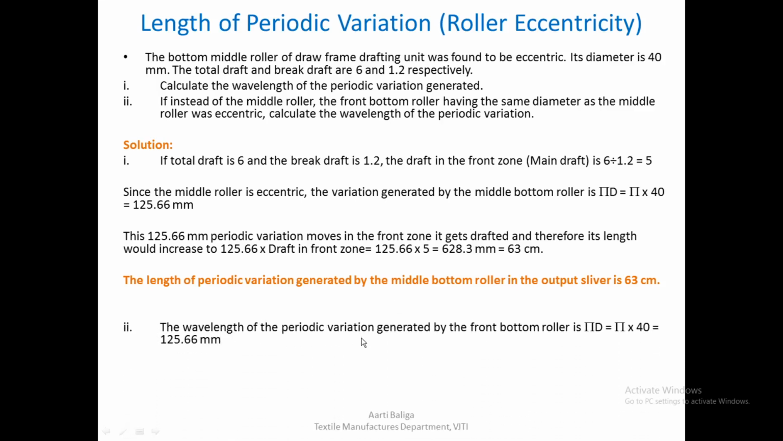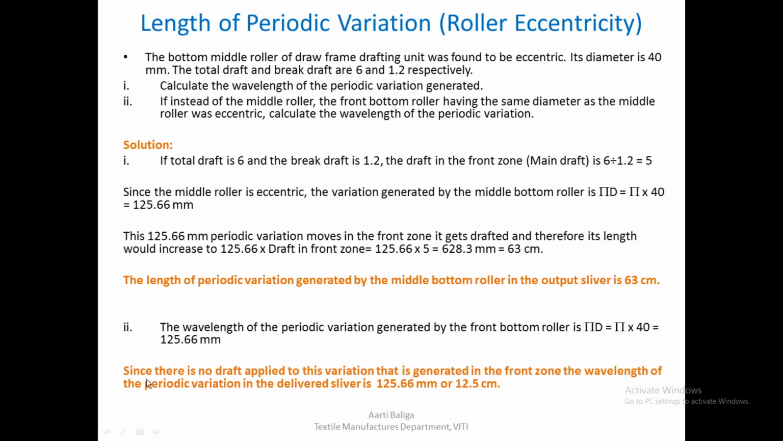So the wavelength of the periodic variation generated by the front bottom roller is again pi into d, where d is the diameter of the front bottom roller, which is said to be the same. So pi d is equal to 125.66 mm, just like before. But after the front roller, since there is no draft applied further to this variation which is being delivered, it will remain the same, and this variation will go into the final output sliver. Since there is no draft applied to this variation that is generated in the front zone, the wavelength of the periodic variation in the delivered sliver is 125.66 mm, or you can say it is 12.5 centimeters.